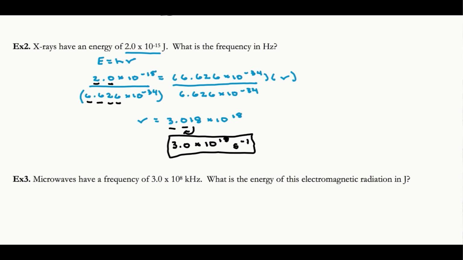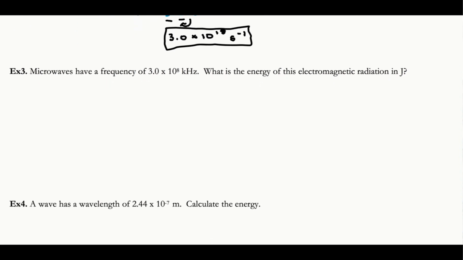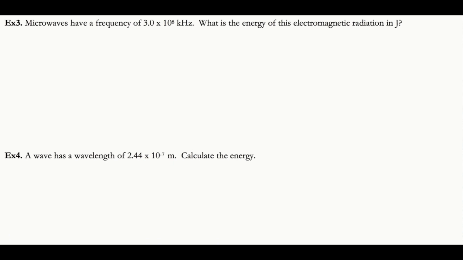Okay, let's look at the next problem. All right, microwaves have a frequency of 3.0 times 10 to the 8th kilohertz. What is the energy of this electromagnetic radiation in joules? Well, here's my problem. This is my frequency, so I would love to plug it into my formula for energy equals Planck's constant times frequency. However, keep in mind your frequency has to be in hertz.